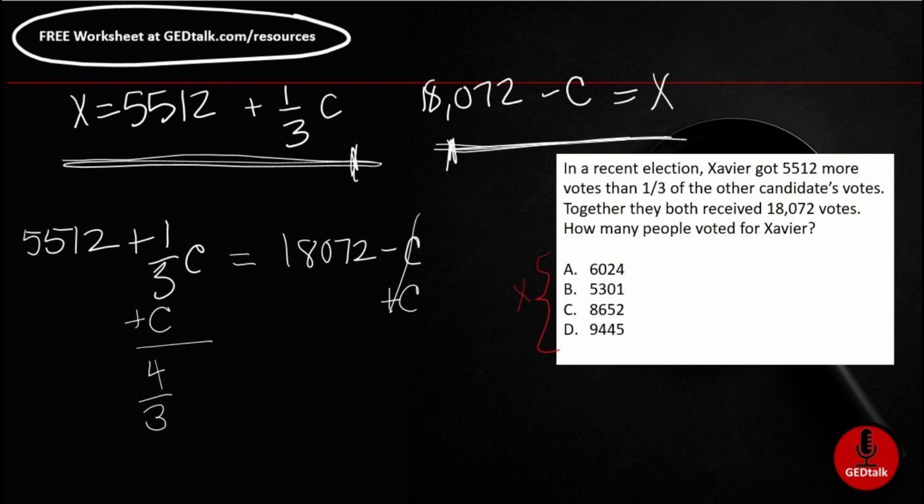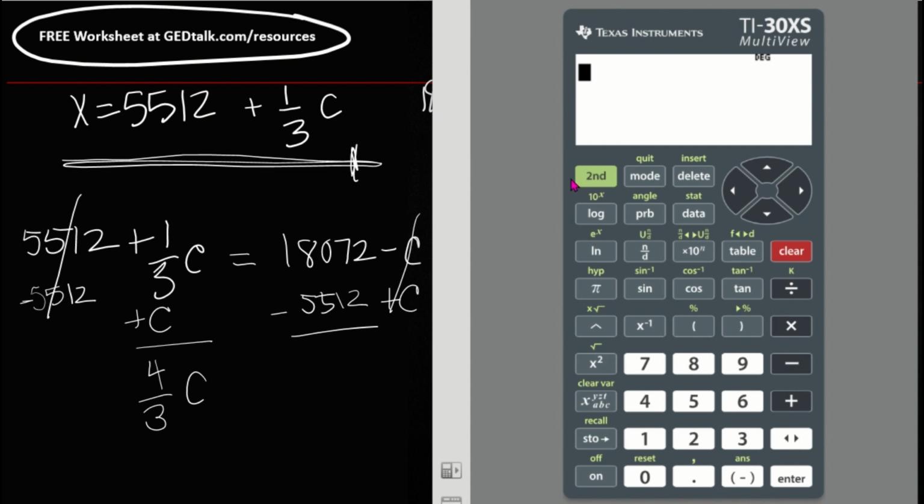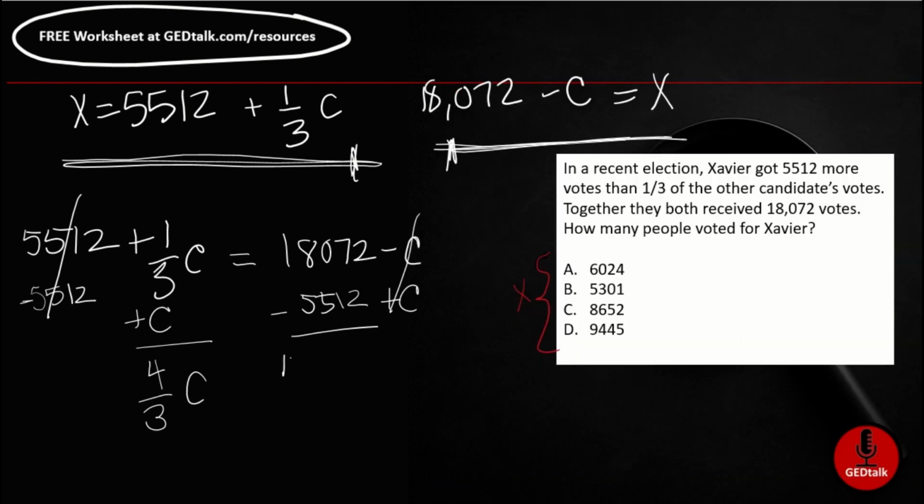Getting back to the problem. So I have 4 over 3C, and now I'm going to subtract this 5,512 from the left so it cancels itself out. And I'm going to do the same thing on the right. So then let's go ahead and pull up our calculator and let's type in 18,072 minus 5,512 and say enter. I got 12,560.